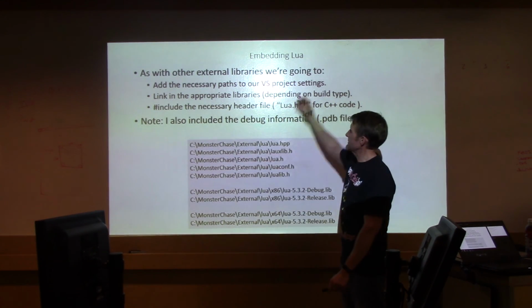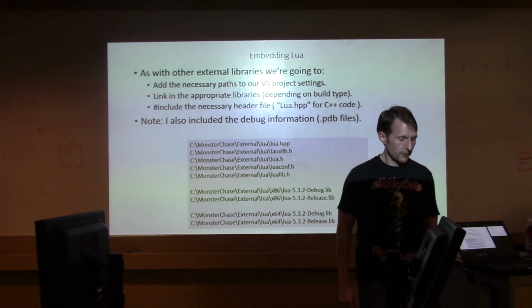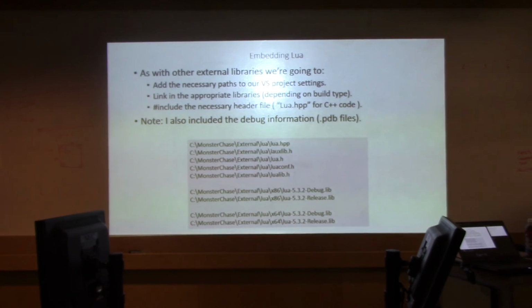You've got to do what you did before, and I put this up there because people always forget it. You have to add the necessary paths to your VS project settings, like your include paths for your header files and your include paths for your libraries, and then you need to link in the appropriate libraries down here depending on the build type.